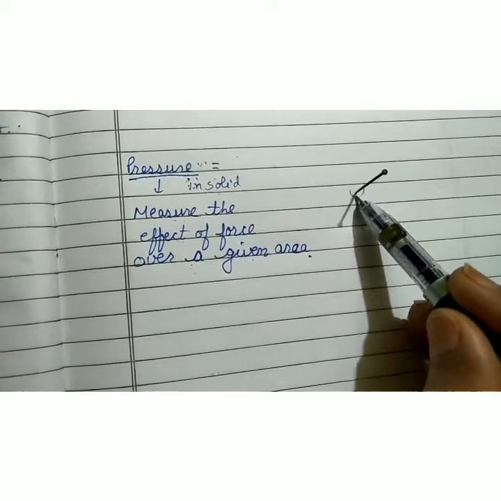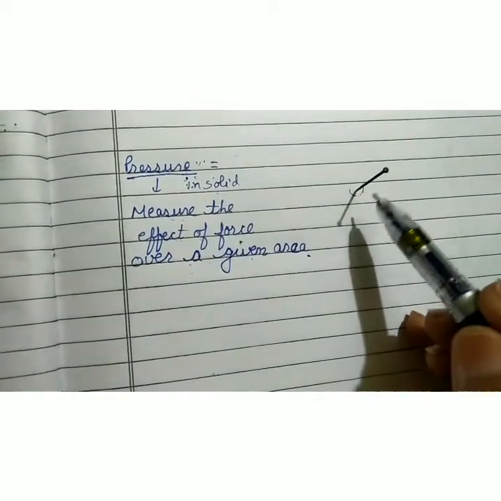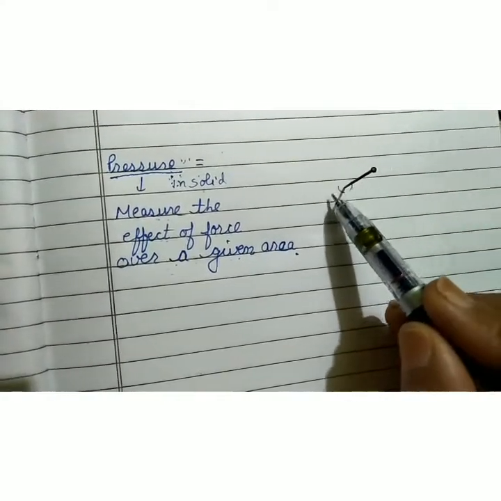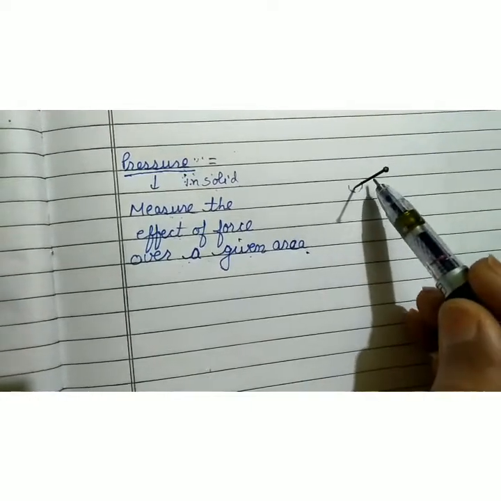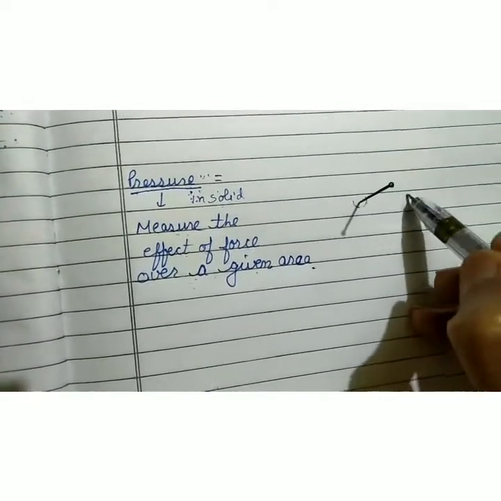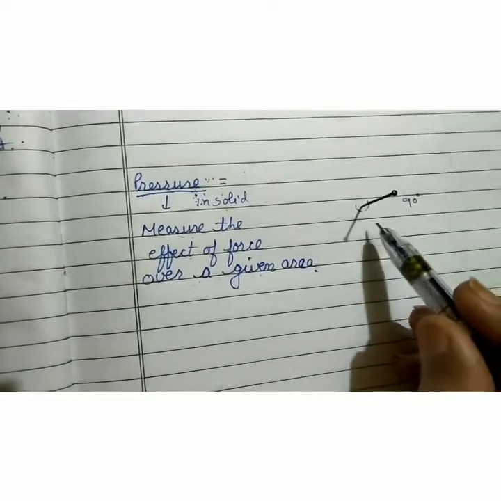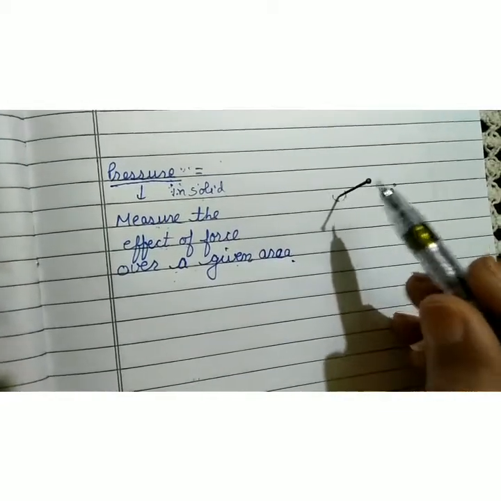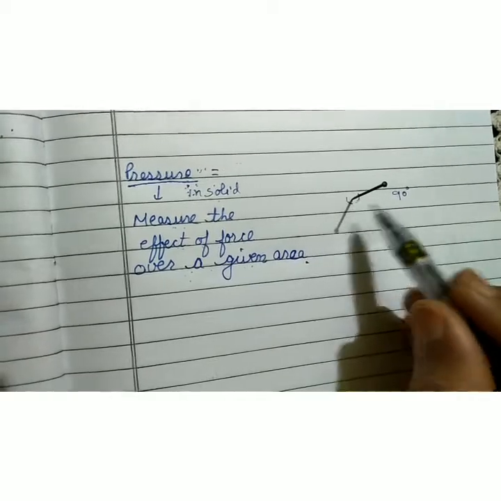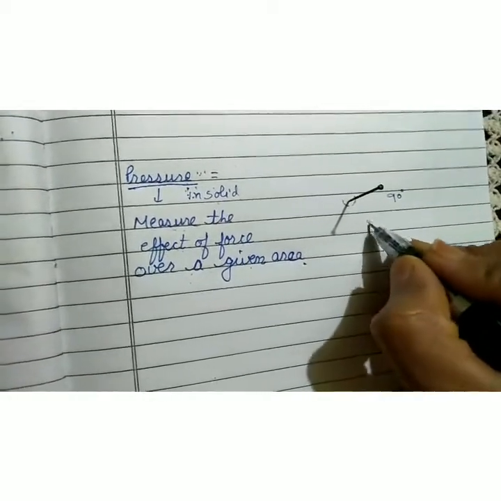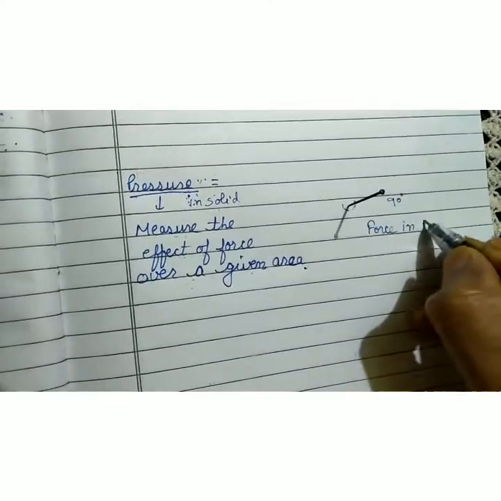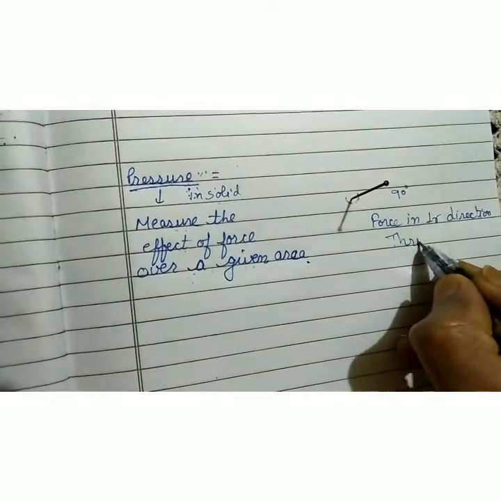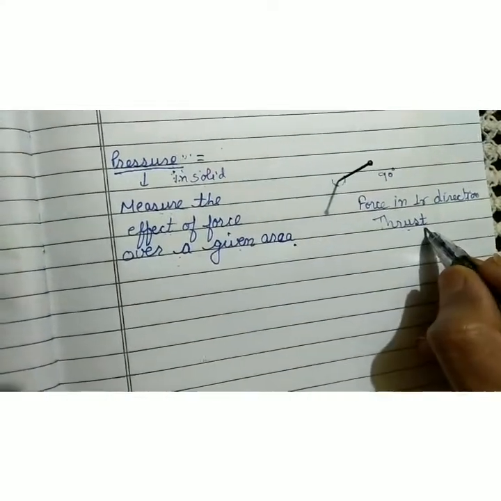Okay, so here you can see the area of contact of the tip of the pin and the page, and I have applied the force in this direction. Observe that this pin is perpendicular to the surface of this page, meaning it is lying at an angle of 90 degrees to the area of contact. So in this case the force is acting perpendicular to the surface of the page, and the force in a perpendicular direction is known as thrust.